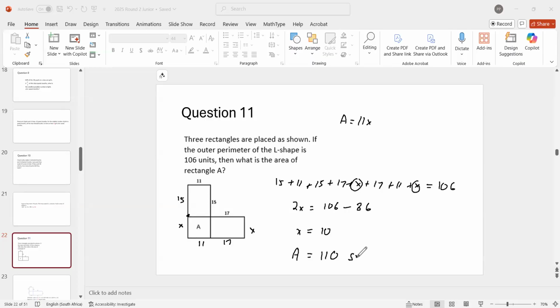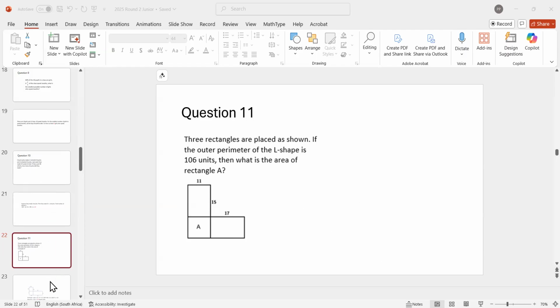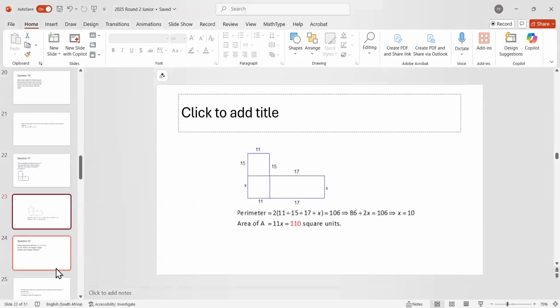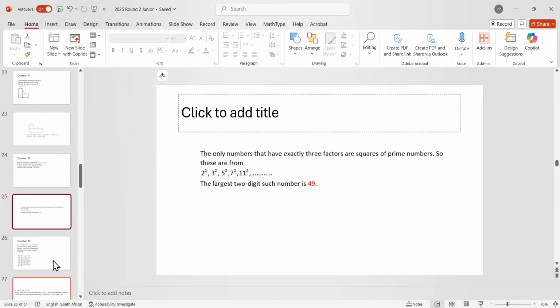You must write down square units. They are not given. They just say 106 units. So you must say the area is so many square units. Okay, so that is the answer to that question. And just to check to see whether this is indeed the correct answer, we can go down here. There it is. In red, the area is given as 110 square units.